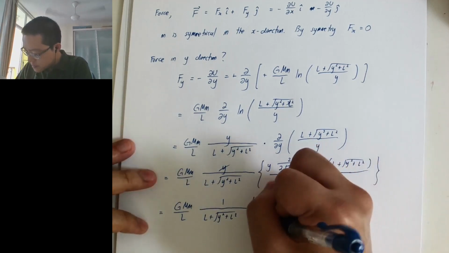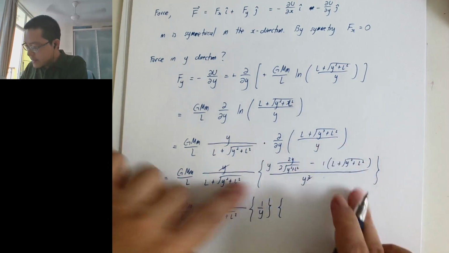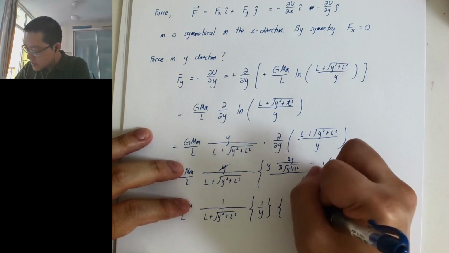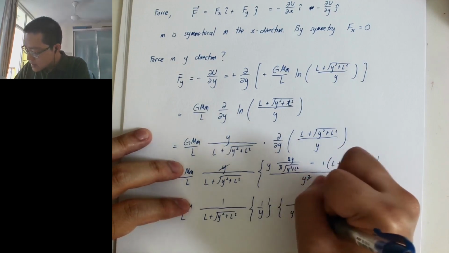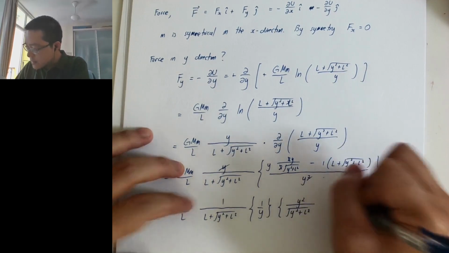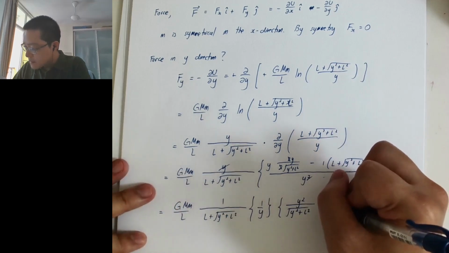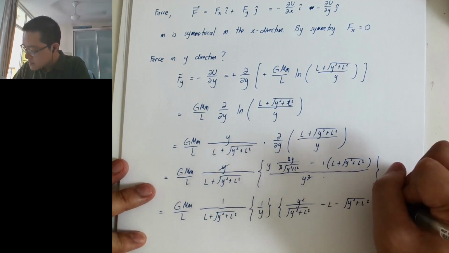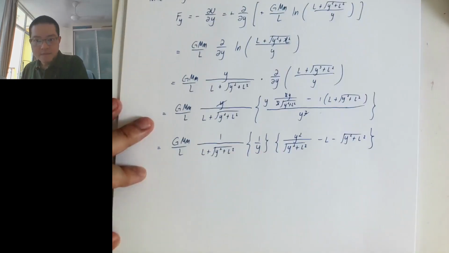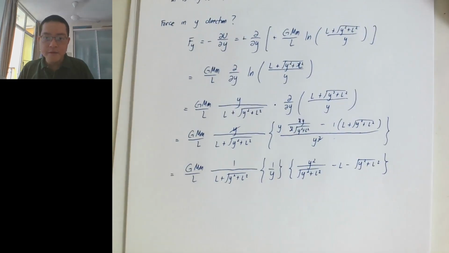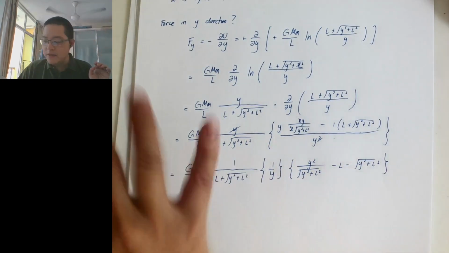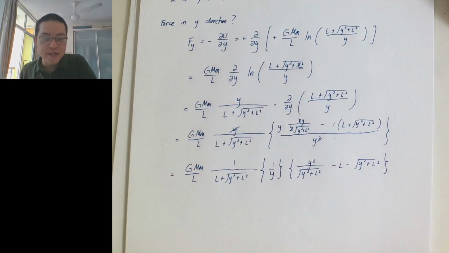Let's put 1 over y here, and then now let's simplify this. I got y squared over the square root of y squared plus L squared, and then minus L minus the square root of y squared plus L squared. Everyone follow so far? It's just differentiating, right? Different people will do it in different directions.